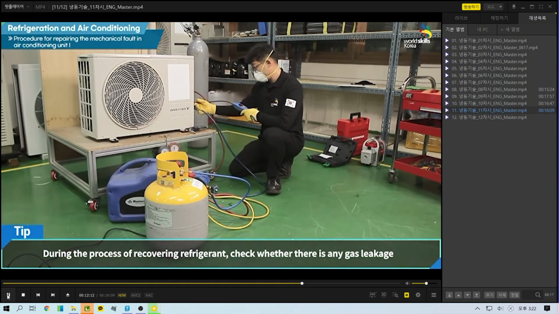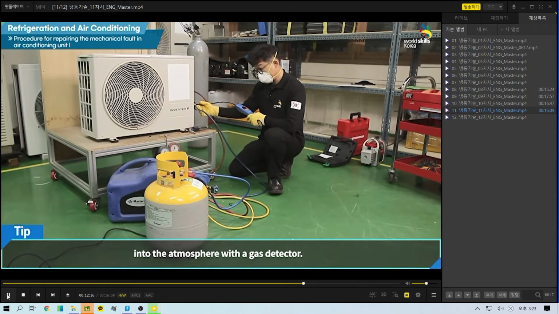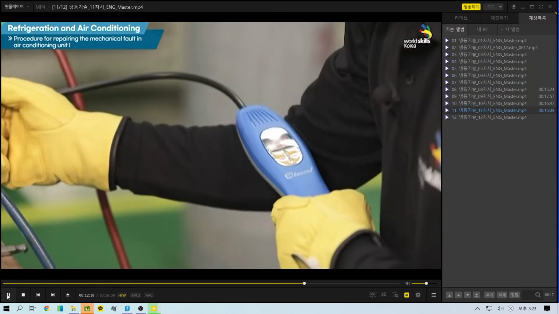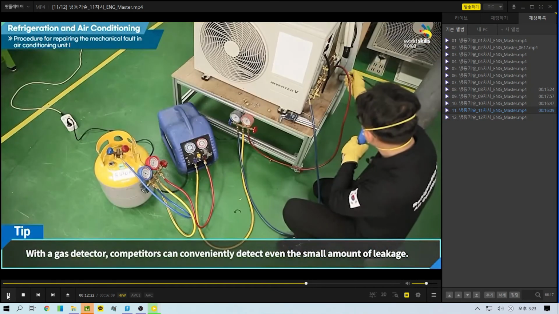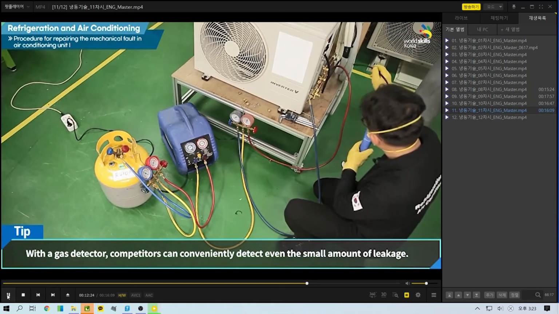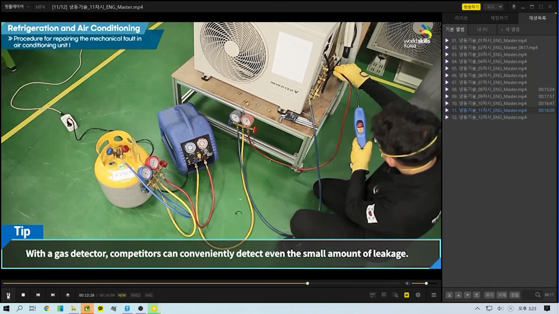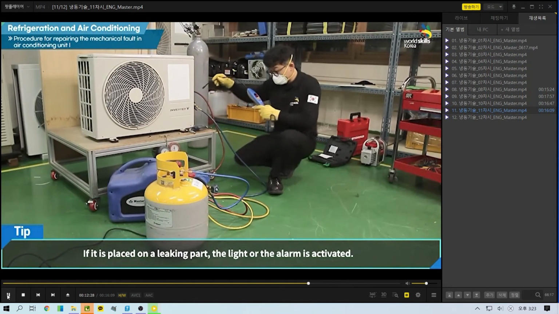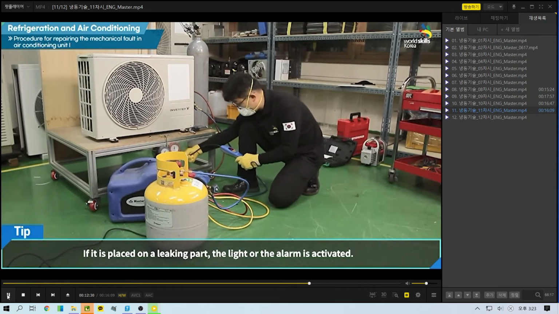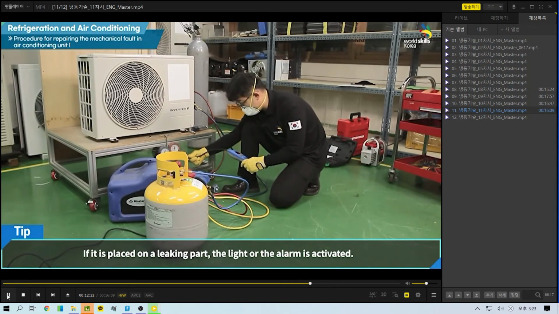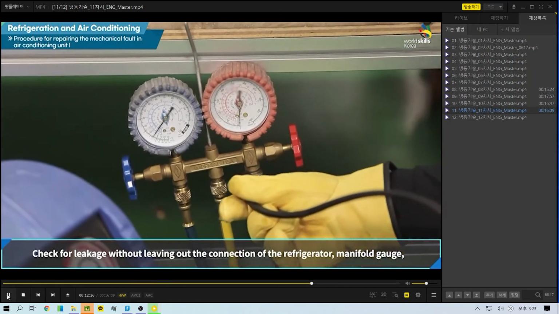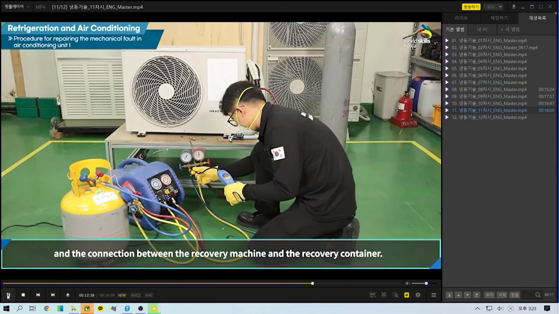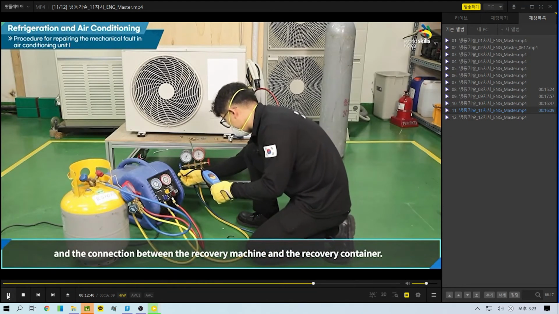During the process of recovering refrigerant, check whether there is any gas leakage into the atmosphere with a gas detector. With a gas detector, you can conveniently detect even a small amount of leakage. If it is placed on a leaking part, the light or the alarm is activated. Check for leakage without leaving out the connection of the refrigerator, manifold gauge, and the connection between the recovery machine and the recovery container.